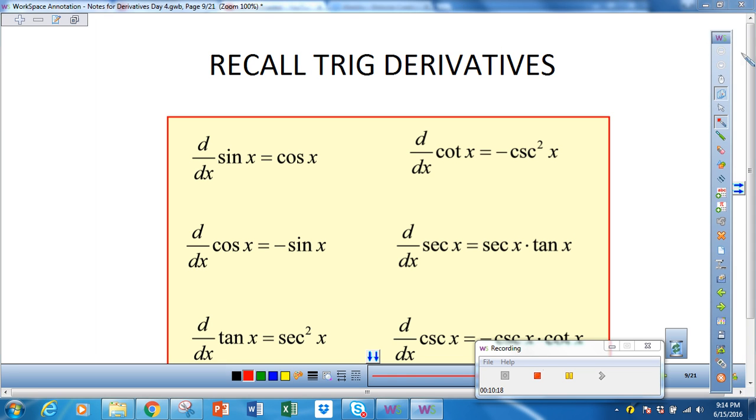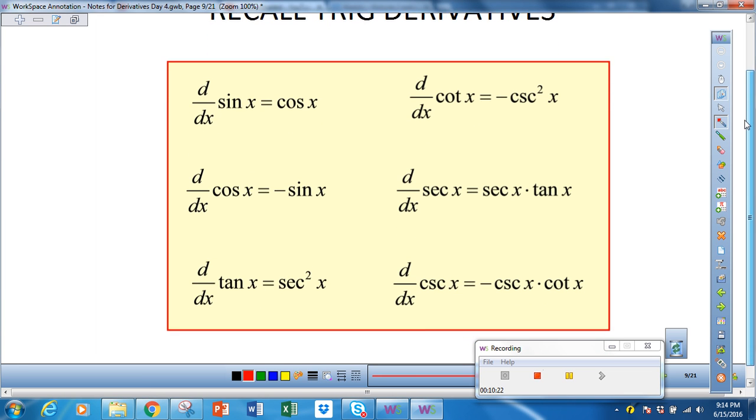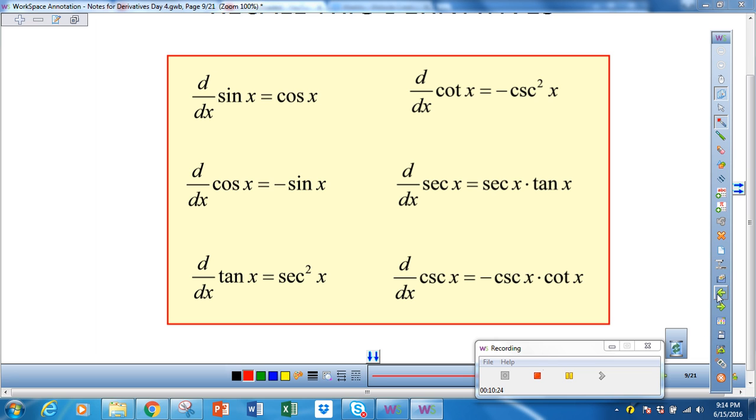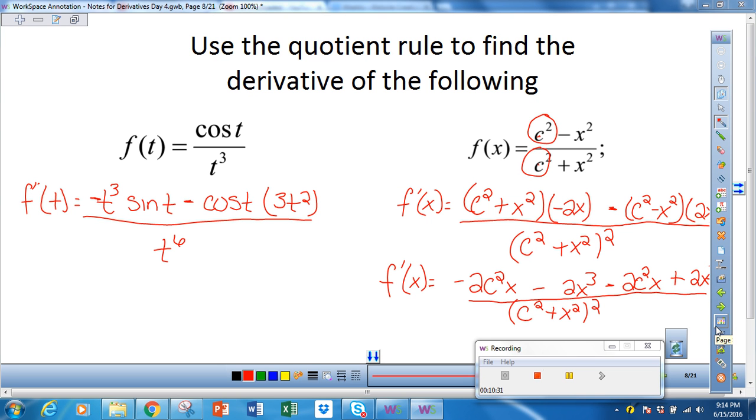Okay, I just want you to recall some basic derivatives. Remember, the co-functions are always negative. And you just have to memorize these. There's just no getting around it. You just have to memorize it.